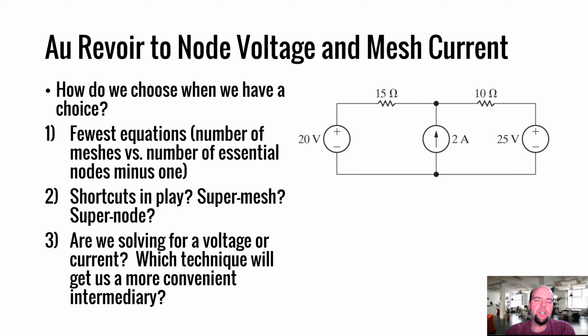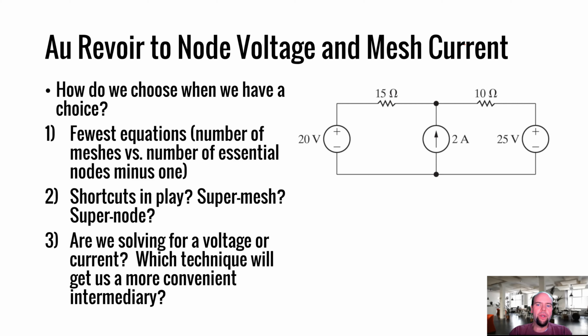The other one is, are there any shortcuts? So looking at the circuit, if you use node voltage, could you use a super node? If you use mesh current, could you use a super mesh technique? Not just looking at the raw equations, but is there a way we can make 2 of those equations sort of one equation instead?